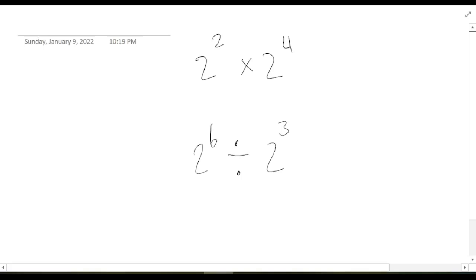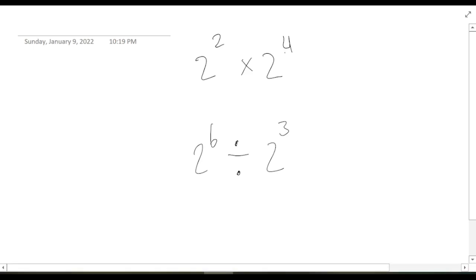Hi. So today we're going to be talking about multiplying and dividing exponents with the same base. So here we have 2 to the second times 2 to the fourth and 2 to the sixth divided by 2 to the third. And we actually have a very simple rule for how to solve these problems. So let's look at the first one. 2 to the second times 2 to the fourth.